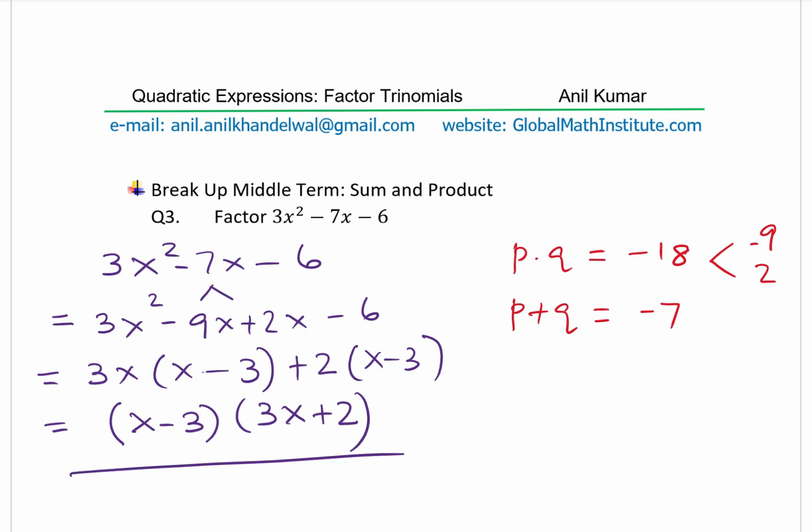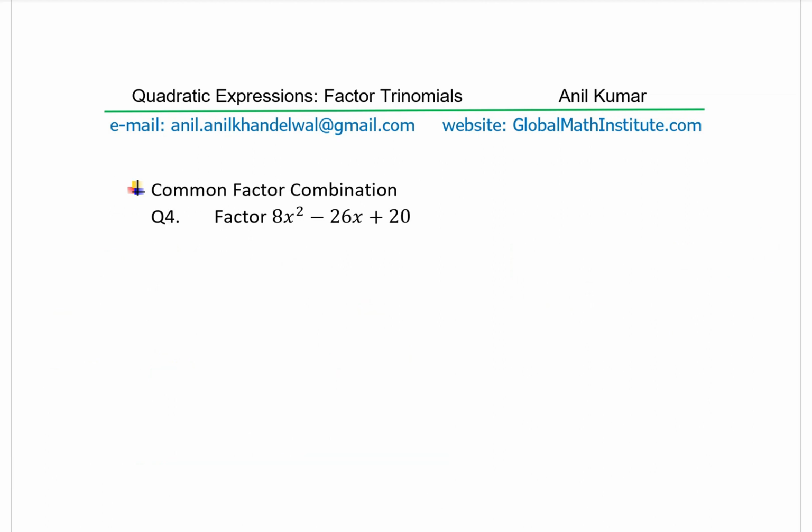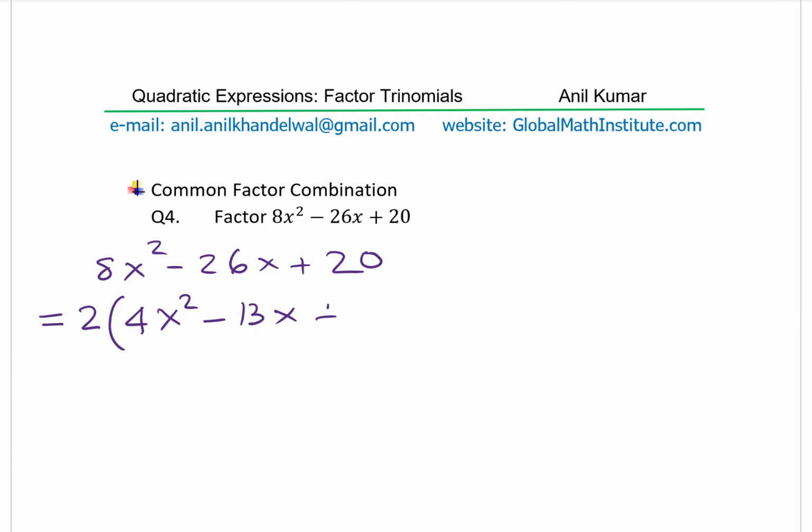Is that clear to you? So with this, we have understood many examples. We'll move on to a different type of factoring. This is again a trinomial, in this case you need to factor 8x squared minus 26x plus 20. Now, as you see, all are even terms. You can take something common, which is 2. So first thing is, let's take whatever is common. Taking 2 as common factor for all the three terms, we get 4x squared minus 13x plus 10.